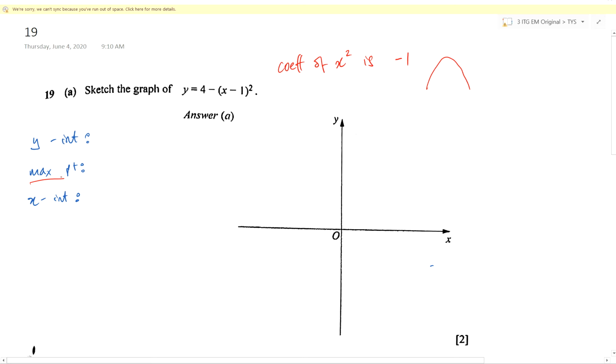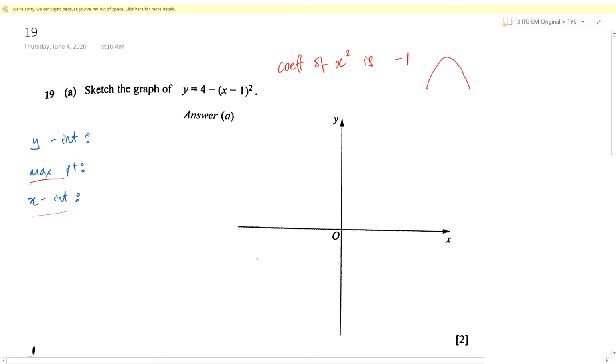For any of your graph sketching, we need to show the intercepts, so x and y intercept, your turning points, as well as the end points if required. In this case, they did not ask about end points. They did not state from -10 to 10, for example. So we do not need to show the end points. These 3 points are what we need to show in our diagram.